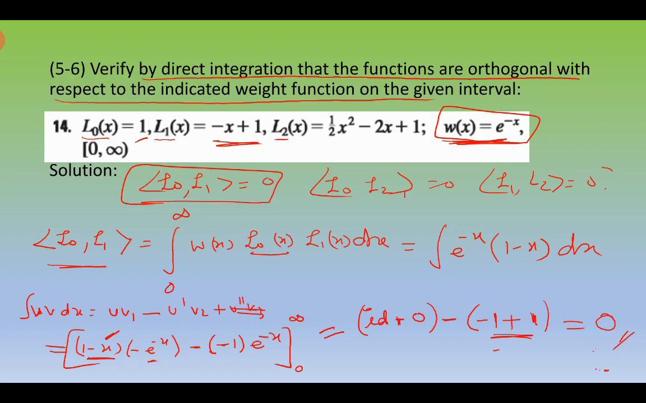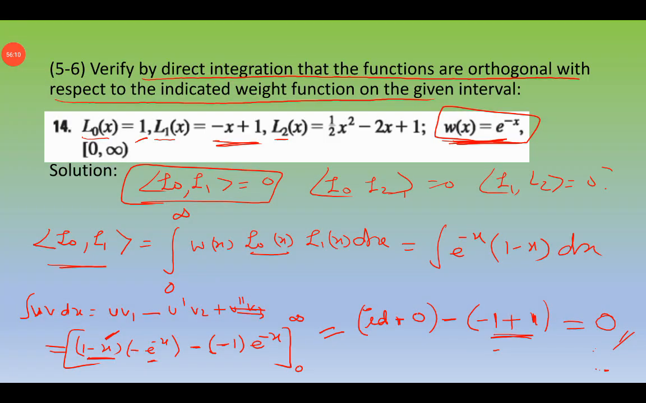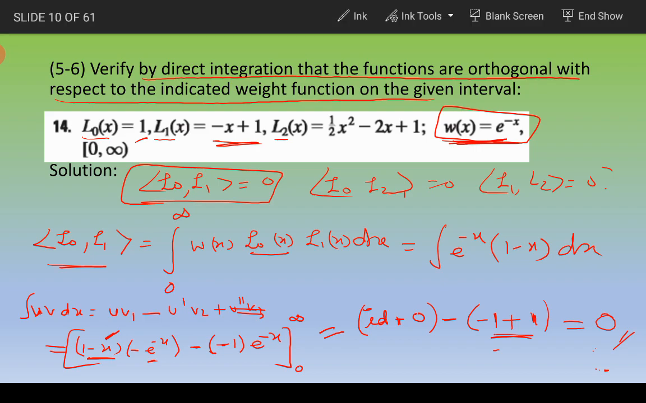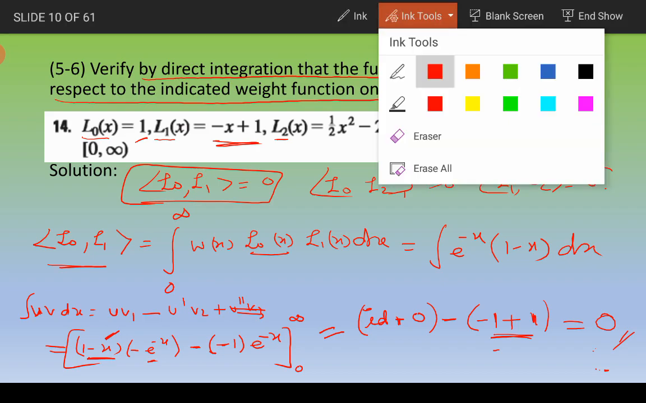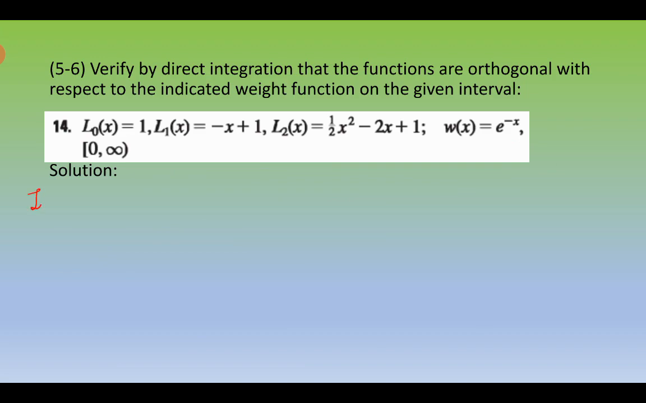Next, L0 and L2. Finally, L1 and L2. These are the works to be done. Let's do it all here. Next, inner product of L0 with L2. L0 with L1 has been done.